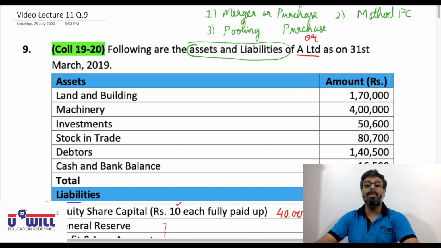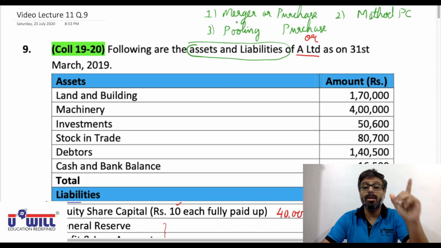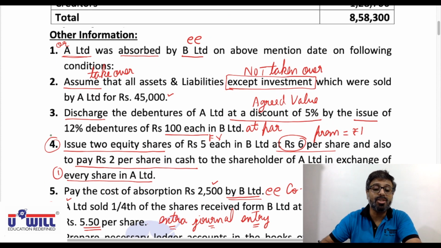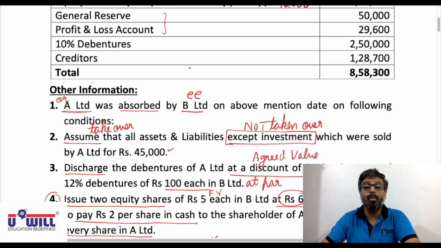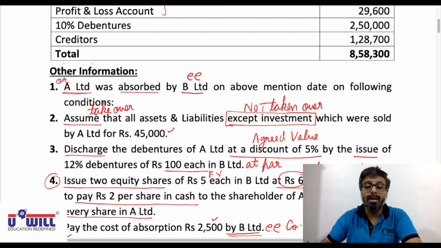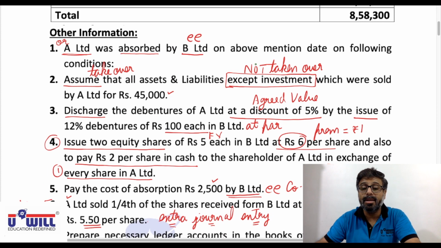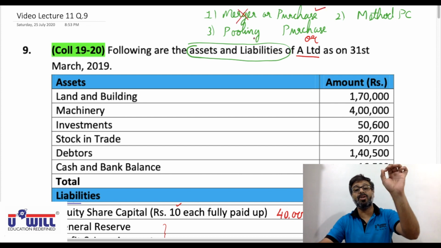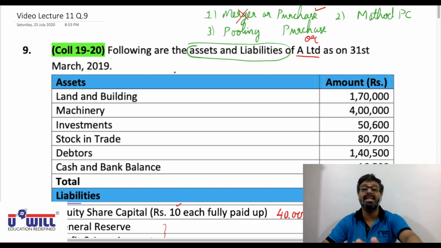Come on. Merger. Which are the 3 conditions? All assets and liabilities must be taken over. This condition itself is not satisfied. Try to guess on your own, 6 adjustments we have read. Which asset or liability is not taken over? Come on, try to guess on your own. Investments. Okay, here we have marked except investments. Investments are not taken over. All assets and liabilities are not taken over. So it is not a merger but purchase. First condition itself is not satisfied.